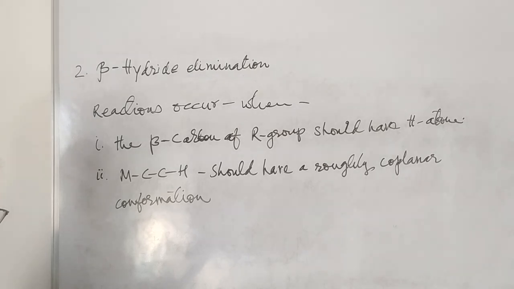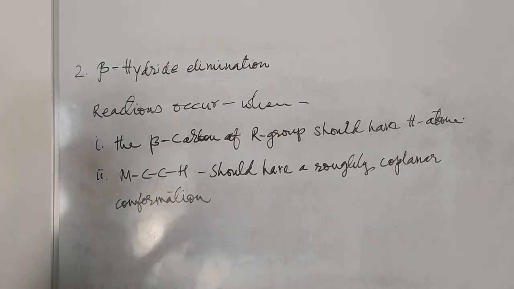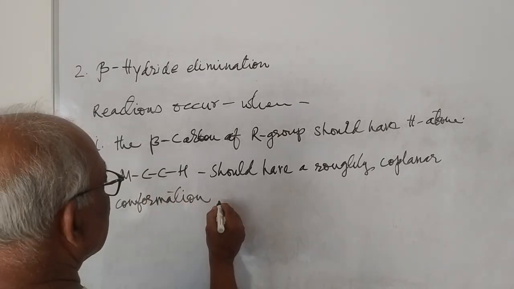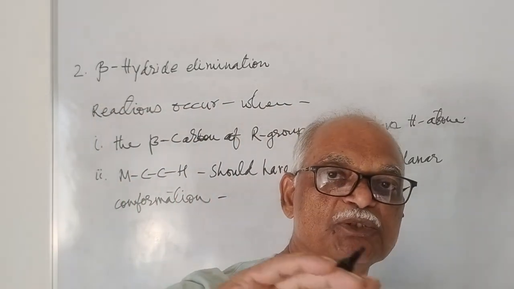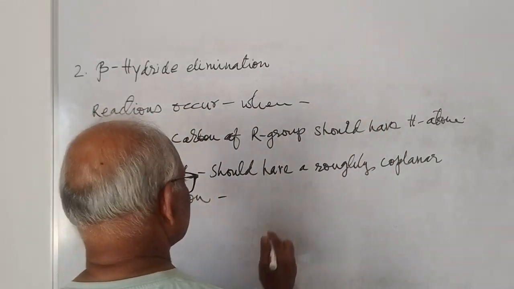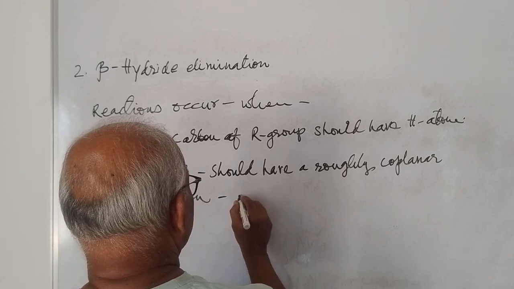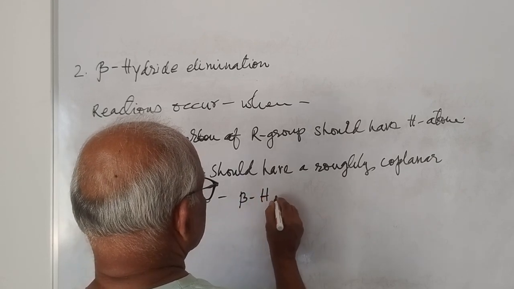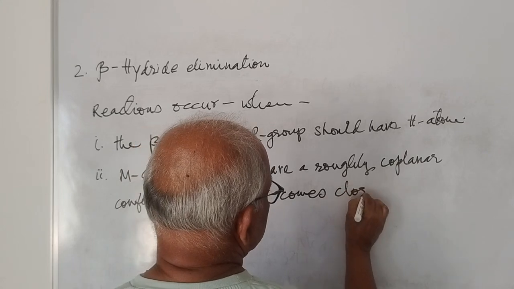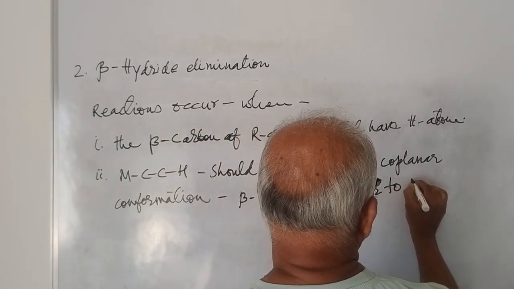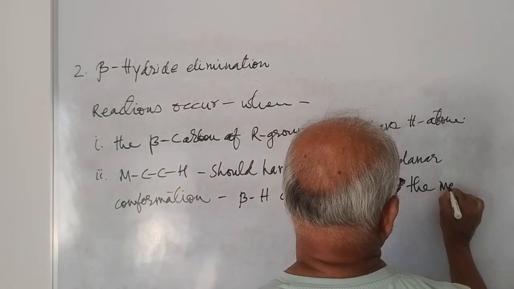So because of this, the beta hydrogen is why it is required, because the beta hydrogen is coming closer to the metal. This beta hydrogen comes closer to the metal.